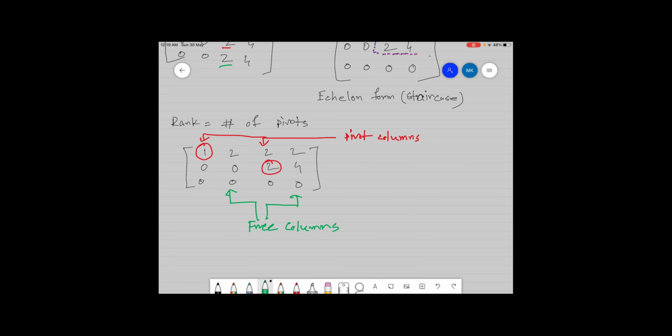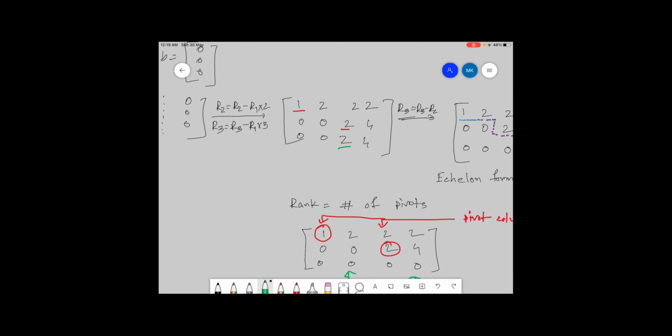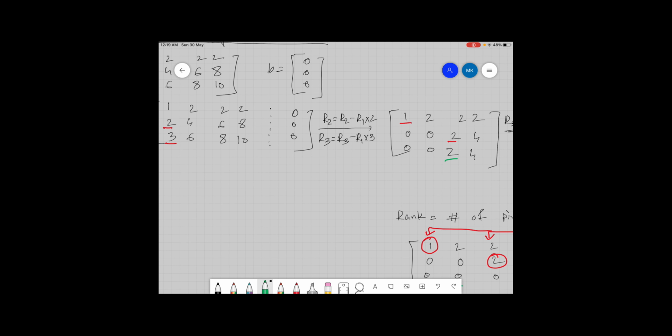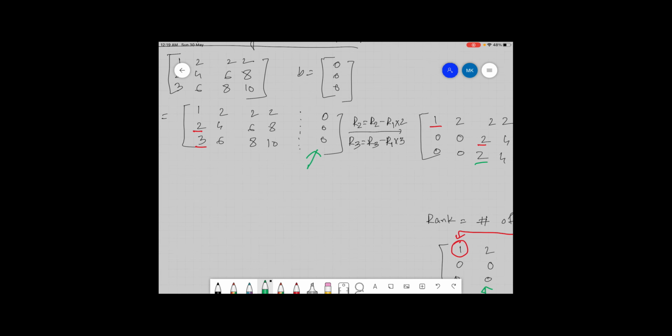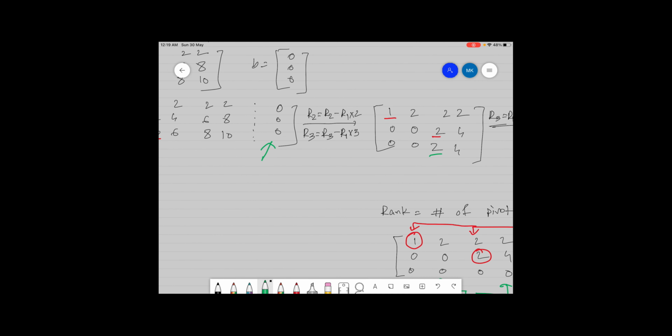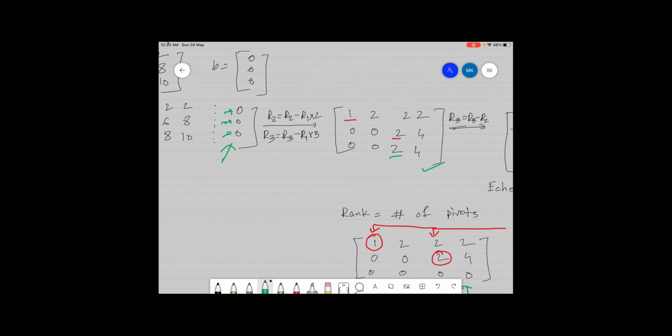One thing you can notice is that I simply discarded this column from the augmented matrix, because if you multiply any number in any of the rows of zeros and then subtract it from any other column, you will eventually get 0. So that's why I did not augment that column here.